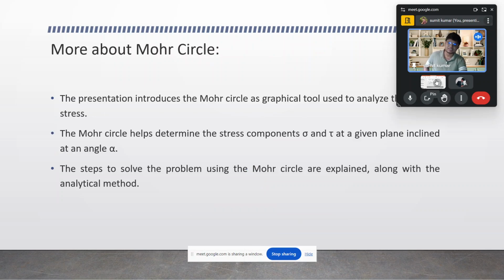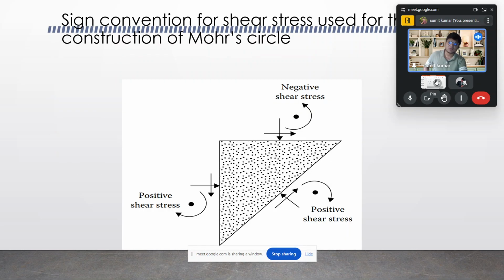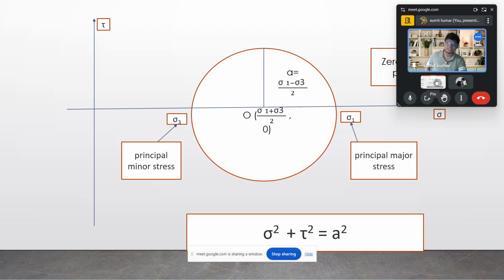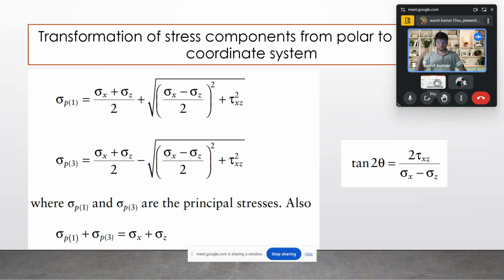During the first class, I discussed these things, and we talked about the proper sign convention. We talked about the principal stresses, that is the major principal stress and the minor principal stress. In this diagram, we understood how the origin of the Mohr circle could be found and how we are able to know the value of the principal major stress and the principal minor stress. We also understood how the radius could be found, and next you can see the interrelation between the sigma to get sigma p1 and sigma p3 respectively.